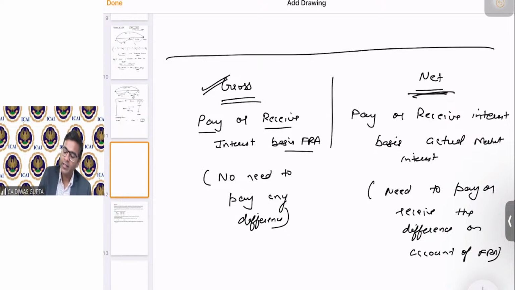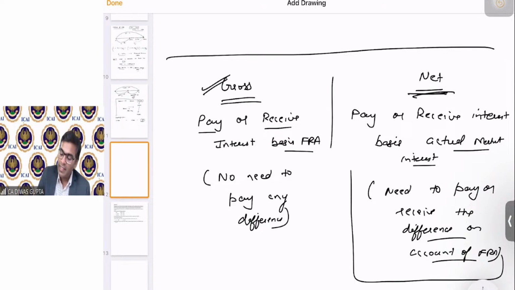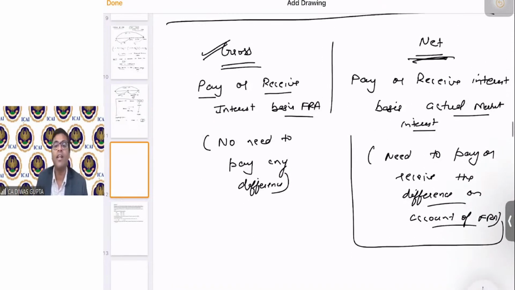In case of net, since you are paying or receiving interest basis the actual market rate, the net settlement will not be complete until you pay off or receive the difference on account of FRA. Here, the ultimate impact on account of FRA will be your effective interest rate will become equal to the FRA rate that we have calculated. So this is what I've used in my example. Okay, Guram, I hope now it is clear.